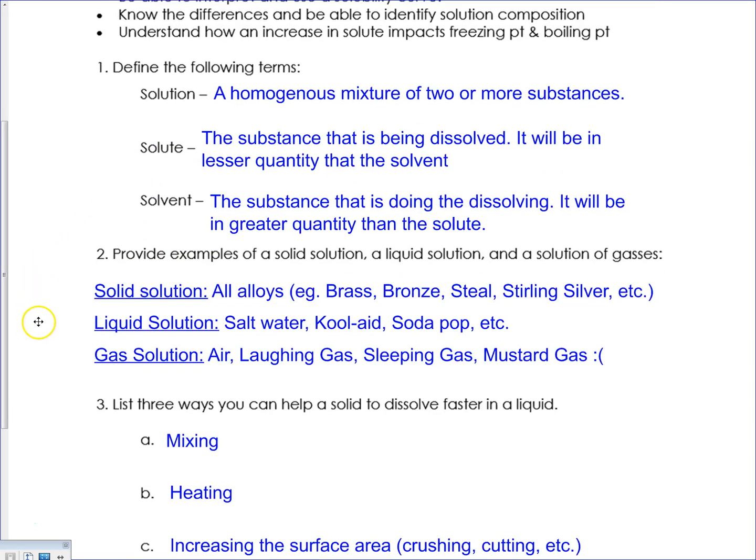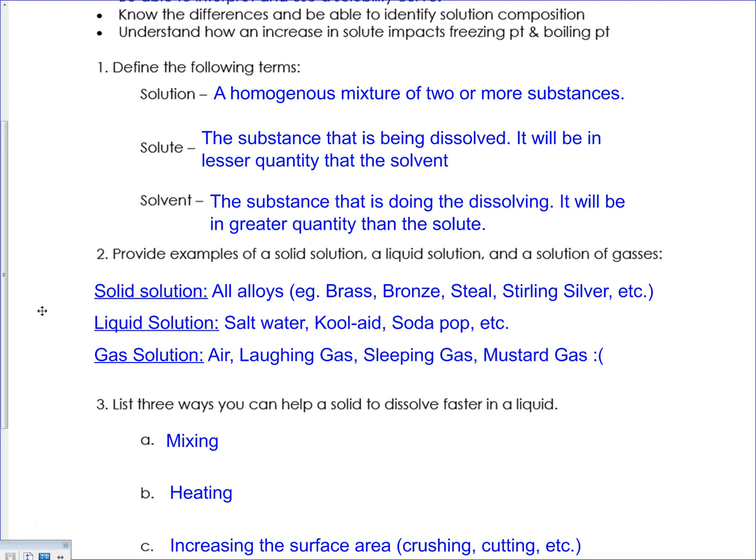In terms of solid solutions, liquid solutions, and gas solutions, what makes something a solid solution is if it is something that's dissolved or mixed into a solid. So I'm saying the solvent would be a solid there. If it's a liquid solution, the solvent is going to be a liquid. If it's a gas solution, the solvent is going to be a gas.